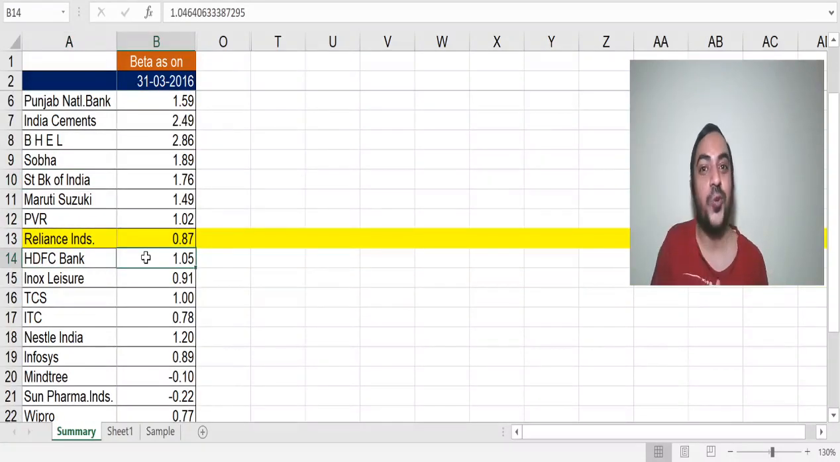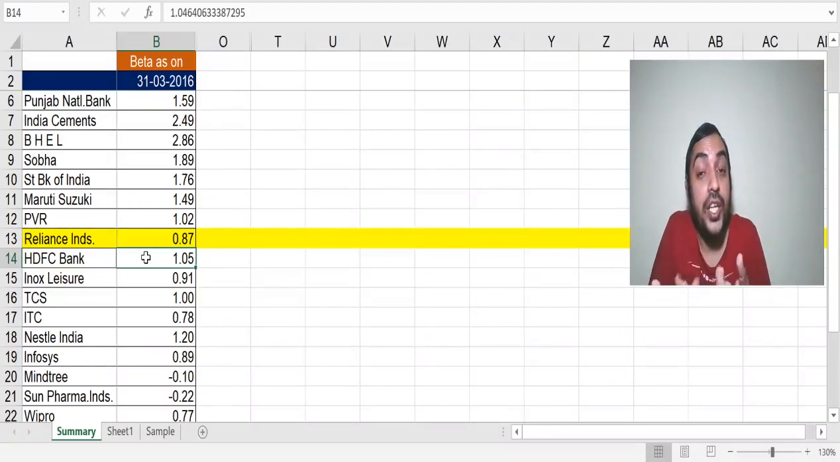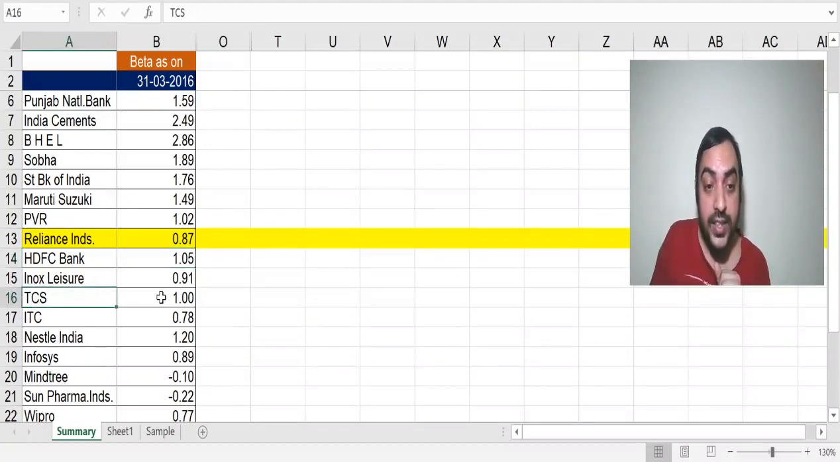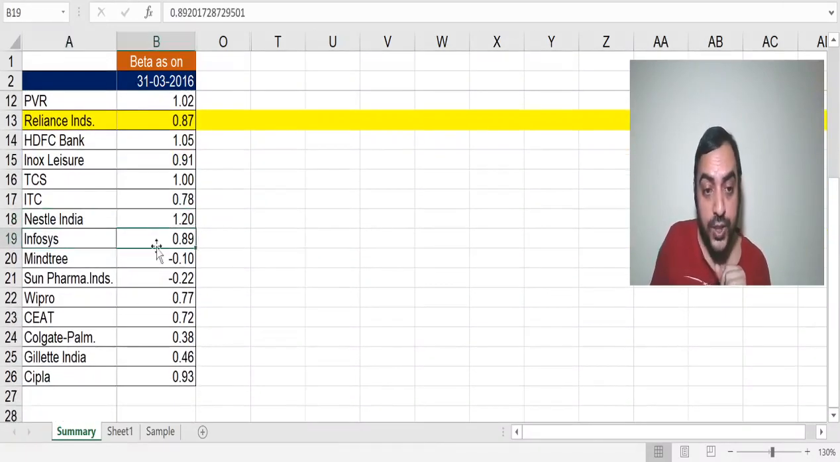Those are the good stocks to buy, in my opinion. So they belong to risky sectors, but they are having lower betas. In a risky sector, less risk. Good pick. Okay, so don't buy HDFC Bank because I told you. I'm just trying to give an example of how beta is analyzed in a practical manner. Look at TCS, it has got exactly one. You see Nestle India. You see these companies, Infosys 0.89, Colgate, Gillette.